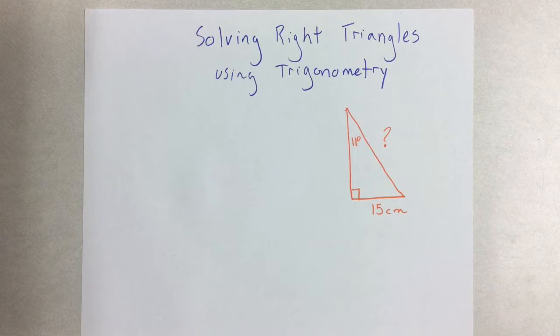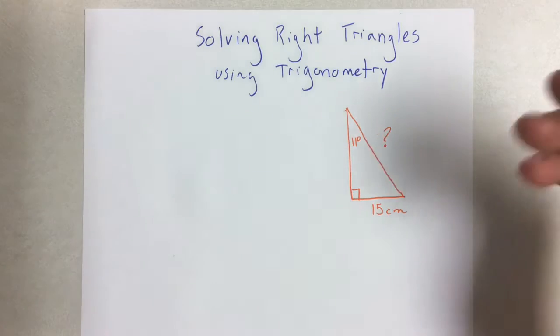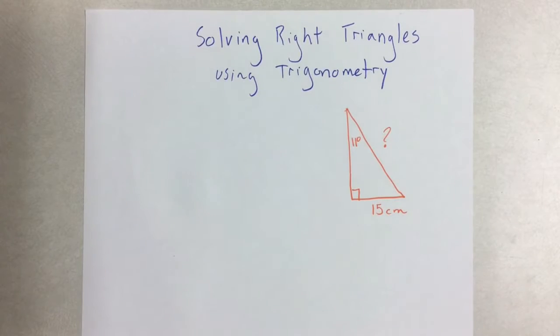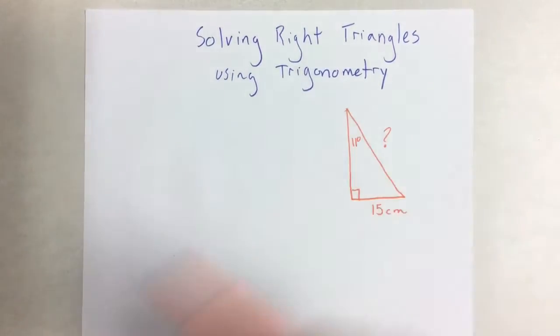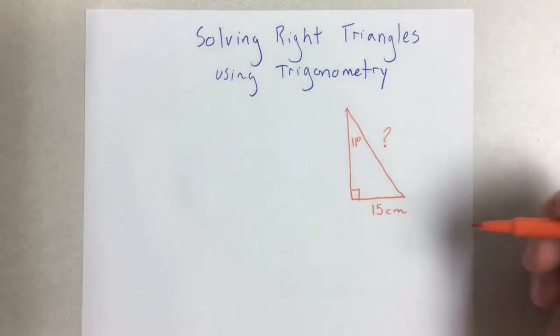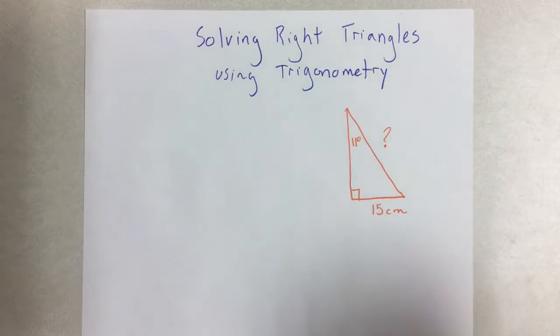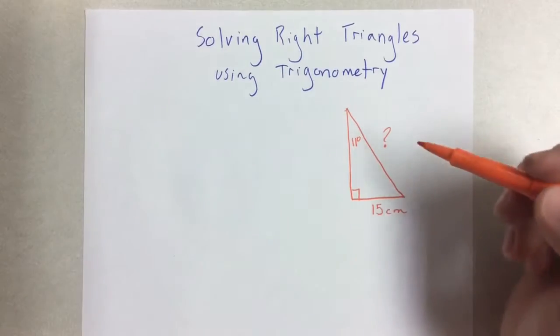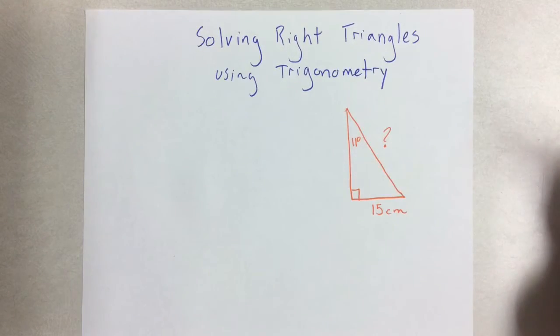Hey guys, in this video we're going to be looking at how we can use trigonometry to do something called solving right triangles. So looking at the triangle that we see here with an angle measure of 11 degrees and a side length of 15 centimeters, how can we find this unknown length?